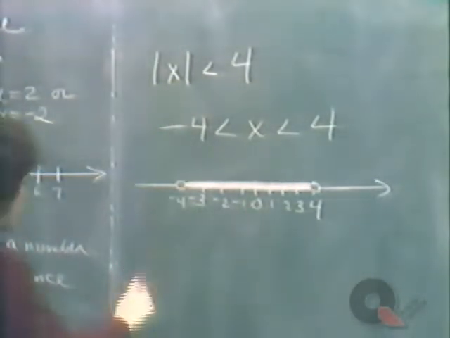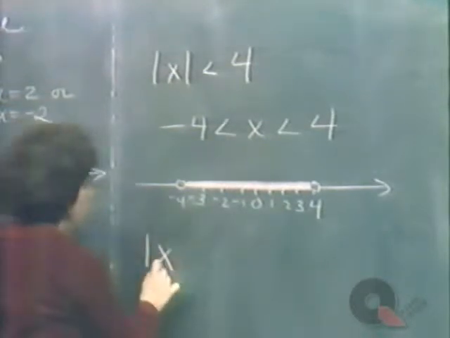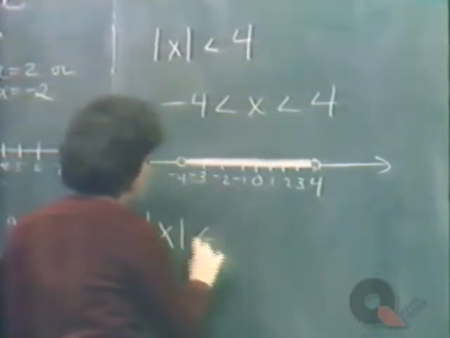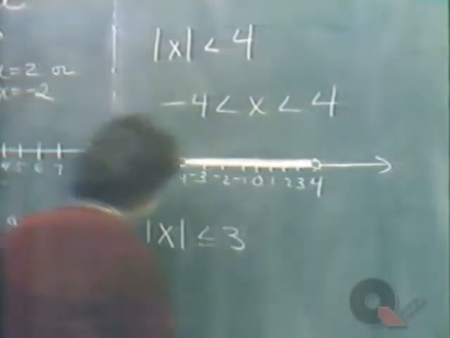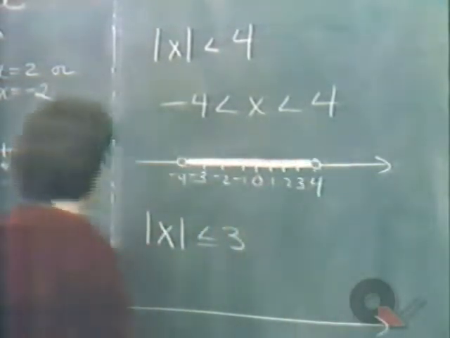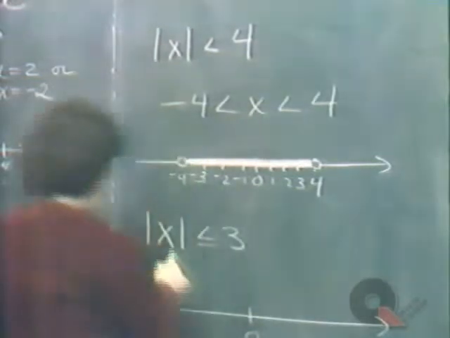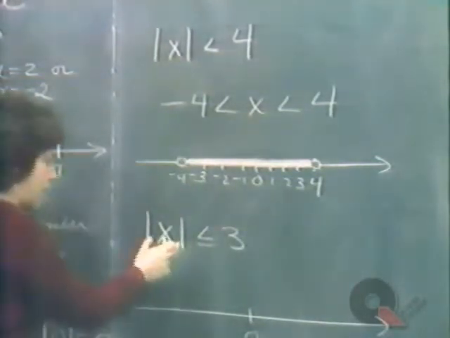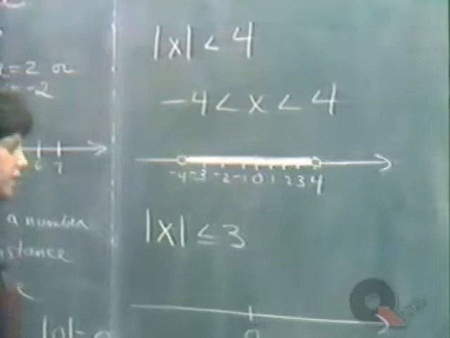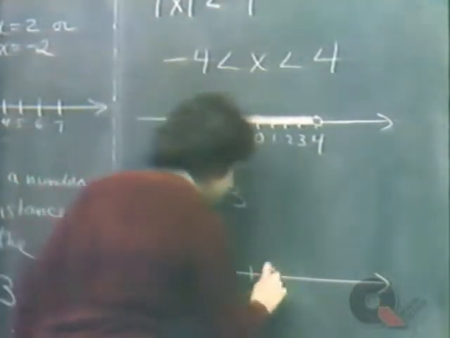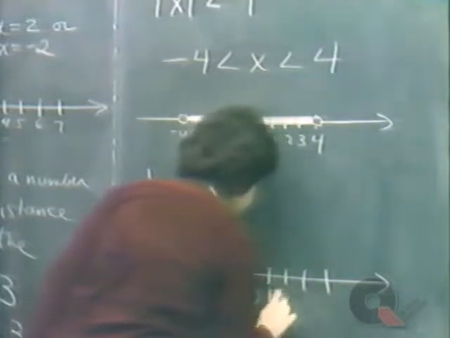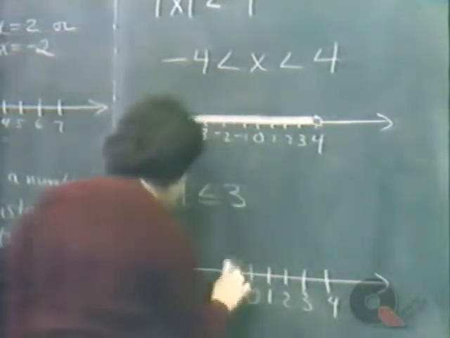Okay, let's try one with the endpoints. The absolute value of x less than or equal to 3. We want all those values of x so that the absolute value of x is less than or equal to 3. That is, the distance between x and 0 should be less than or equal to 3. Now, where are those numbers?